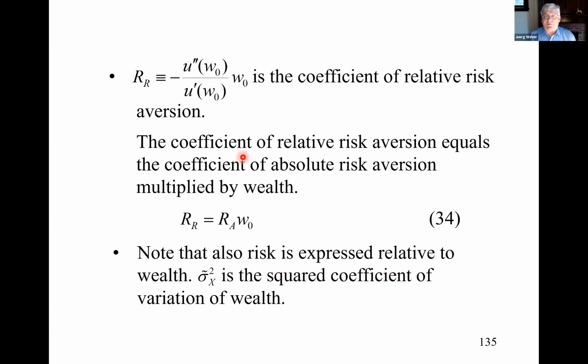Now the coefficient of relative risk aversion equals the coefficient of absolute risk aversion times wealth. That's certainly true. Here you have the relative risk aversion, and here you have the absolute risk aversion. It was just the ratio of the two derivatives, and so times wealth. So RA times wealth gives you the relative risk aversion. And as I said before, also risk is expressed relative to wealth. So I have here sigma tilde, which is the coefficient of variation of wealth. Now the coefficient of variation actually should be used more. We usually use a standard deviation, but it would be better to use the coefficient of variation.